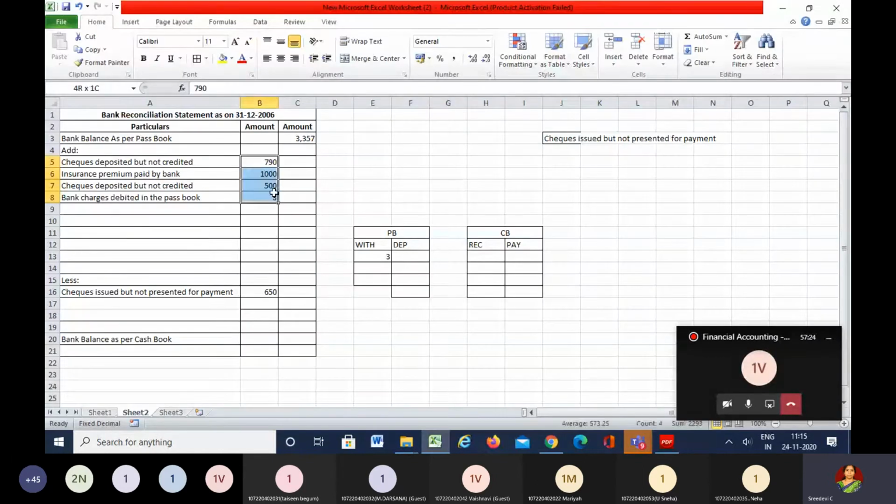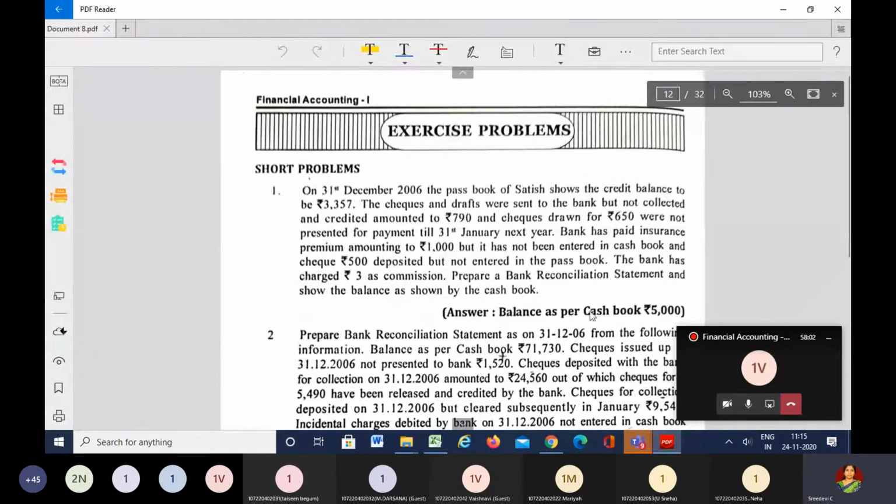So let us summarize this. Here the total of additions is 2293, and deductions are to be made accordingly. So 3357 plus 2293. The total here is 5650, minus deductions of 650. Therefore, the balance as per the cash book is 5000. So let's see if we got it or not. Yes, the balance as per the cash book is 5000.